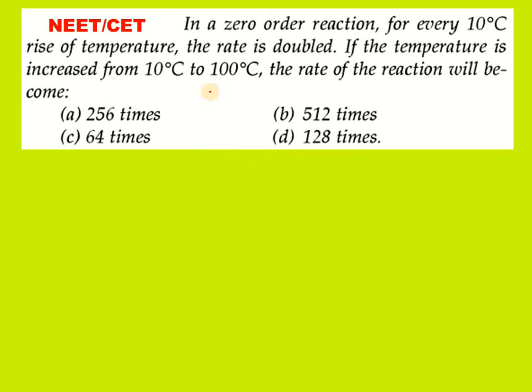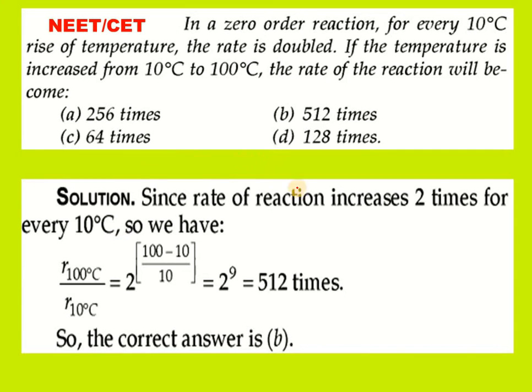See the next question. In a zero order reaction, for every 10 degrees rise of temperature, the rate is doubled. If the temperature is increased from 10 degrees to 100 degrees Celsius, rate of reaction will become. See, since the rate of reaction increases 2 times for every 10 degrees rise, we have rate at 100 degrees Celsius by rate at 10 degrees is 2 power the change in the temperature by 10, that is 2 power 9, means 512 times is the answer.